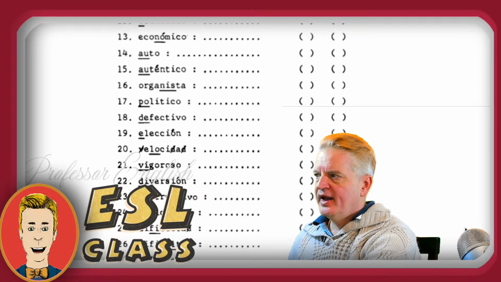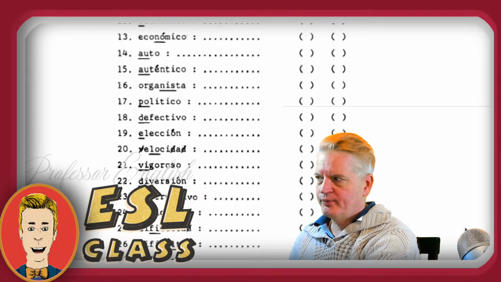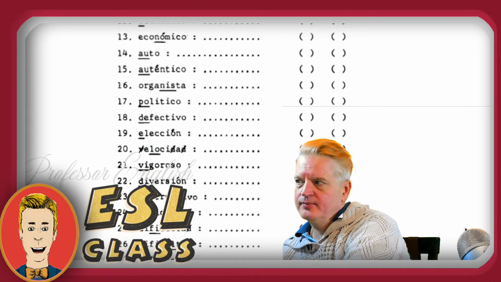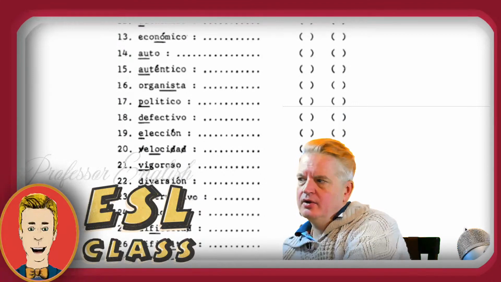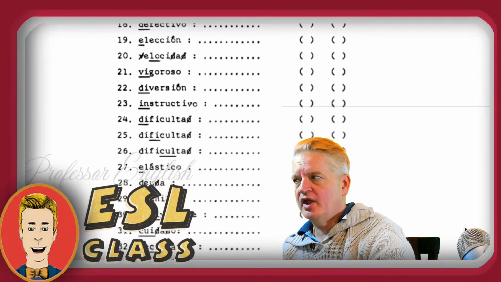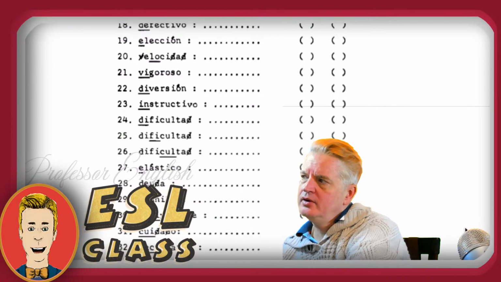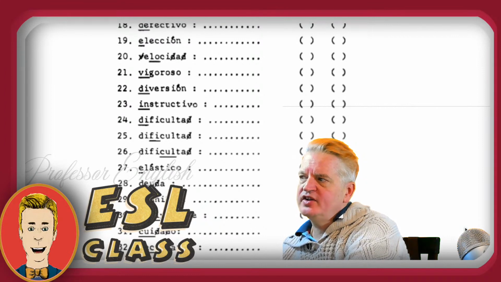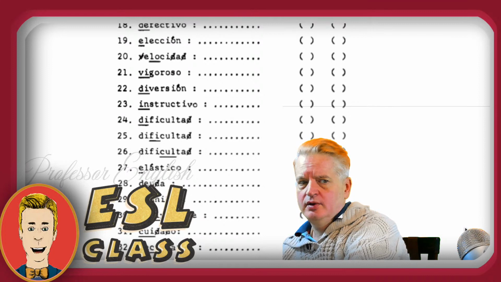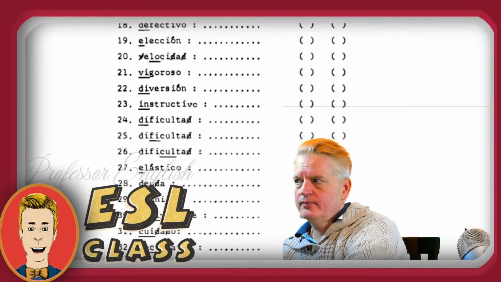18. 18 is defectivo, and the syllable is de. 19. 19 is elección, and the syllable is e, the first one. E. 20. 20 is velocidad, and the syllable is lo. Lo.